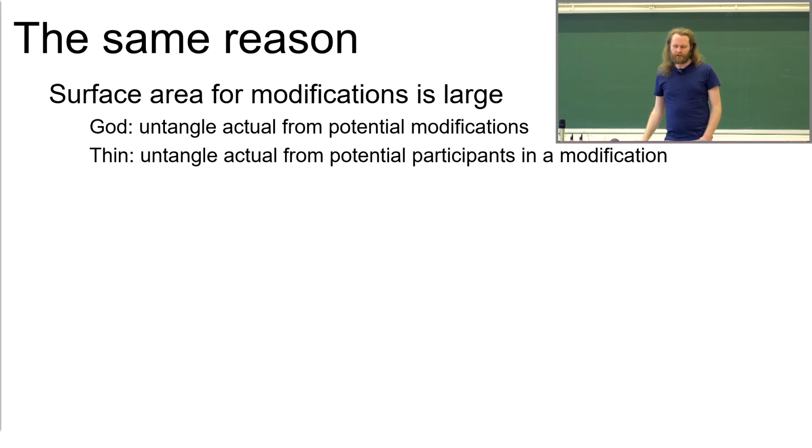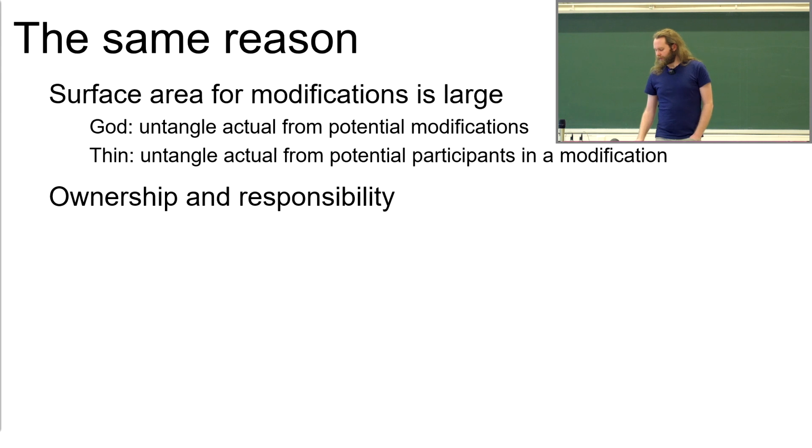Now in the thin spread, it's exactly the same thing. You need to be able to access all of the pieces of data that exist, and therefore you need to access all of the processes. So you need to untangle which ones you are actually including in your participation here, and which ones are not participating. So it's the same problem.